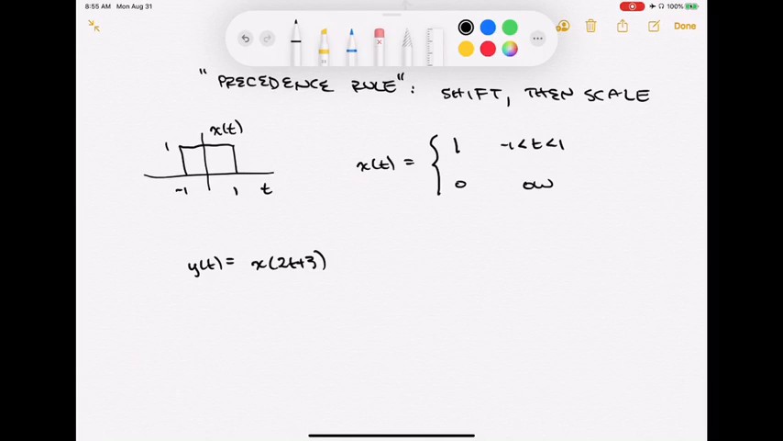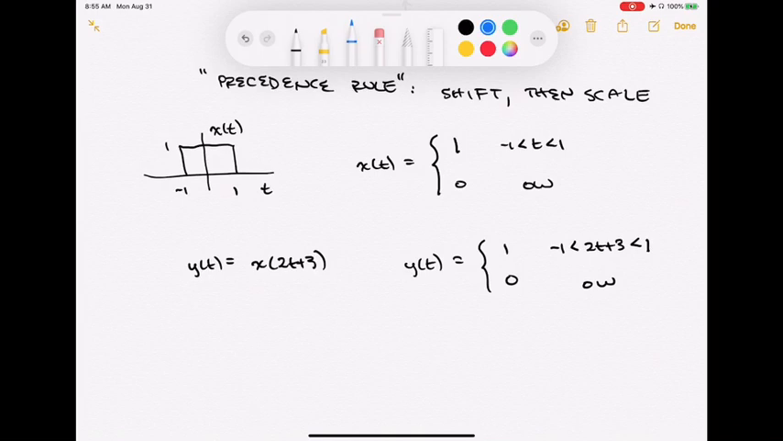Now we can go through the precedence rule, we can go through a bunch of other stuff, but why do that? Because y of t is just equal to x of the new argument. So it's the same mapping rule. It's a 1 or a 0. It's just the argument has changed now. So it's 1 when what? When -1 is less than 2t plus 3 is less than 1, and it's 0 otherwise.